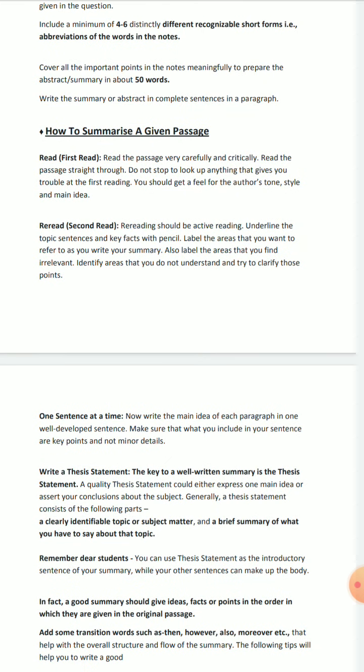And remember, as per the latest CBSE syllabus, the summary should be within 50 words. You have to meaningfully prepare the summary, checking your note making format and writing according to that. The summary should be written in complete sentences and in a paragraph. But the note making format should be in phrases, not in complete sentences. So there is a difference between the two.